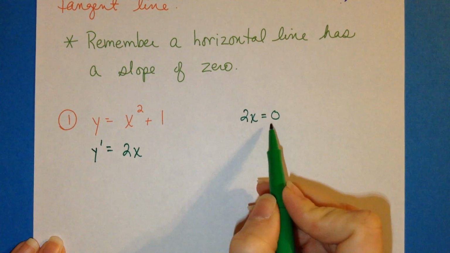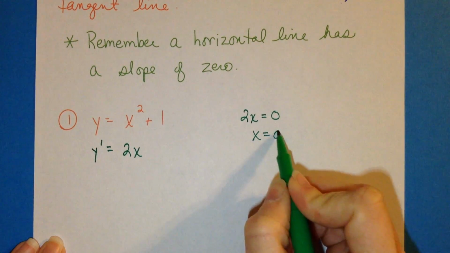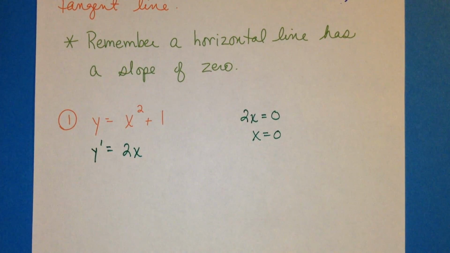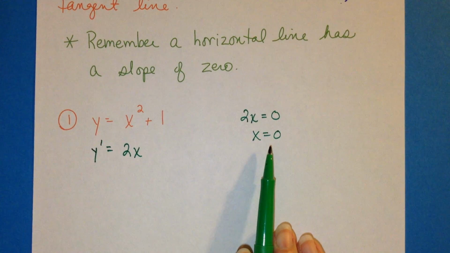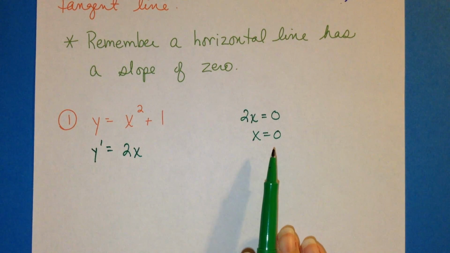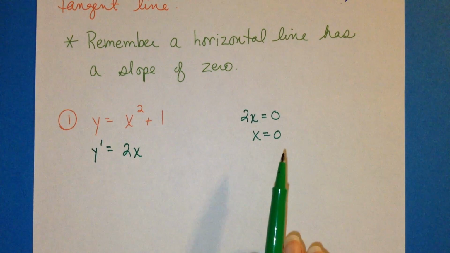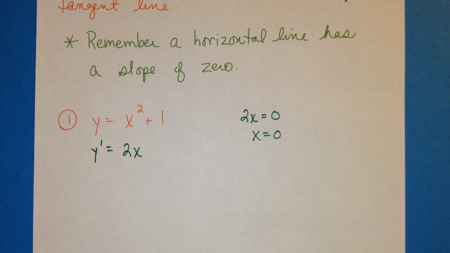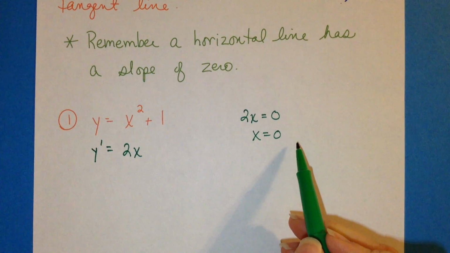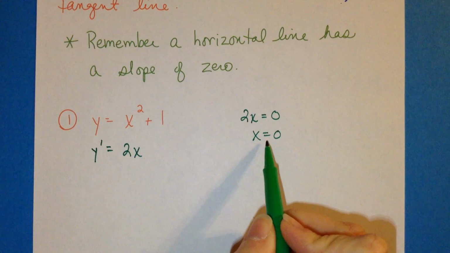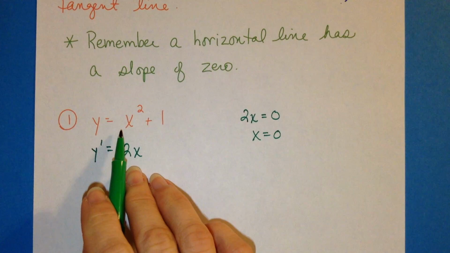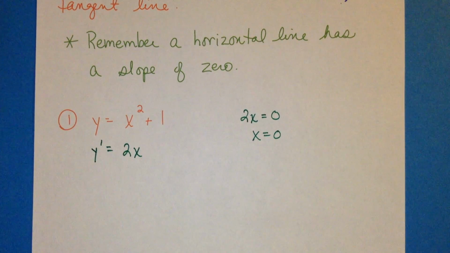Of course this one's simple, divide by 2. Therefore you get x equals 0. So at x equals 0 is where you would have a horizontal tangent line. Now you want the whole point, so to find the y value of the point, you will have to substitute this back into the original equation. Anytime you're finding the whole point, you always have to go back to the original function. Do not substitute into the derivative.